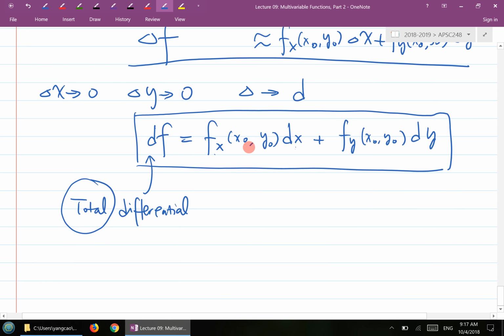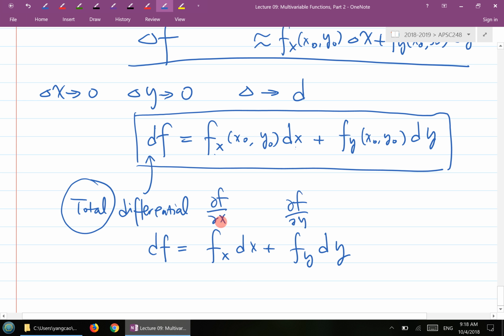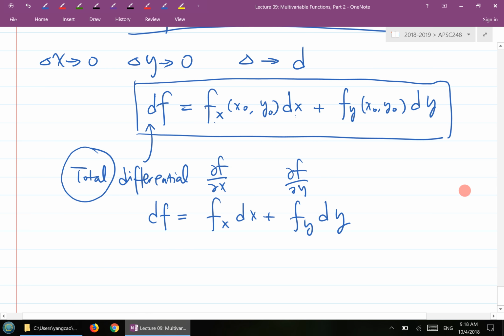An alternative way of writing: this is written at a certain specific location. If it's a general location, then we could just write it as simple as this. So df equals fx dx plus fy dy, where this is partial f over partial y. Okay, that's total differential. Let me go over a very quick example here to show what total differential is.